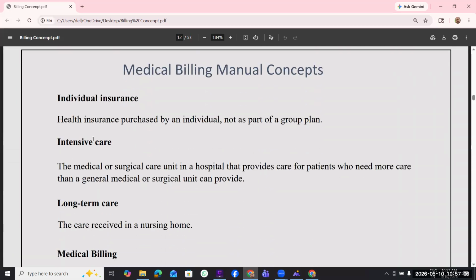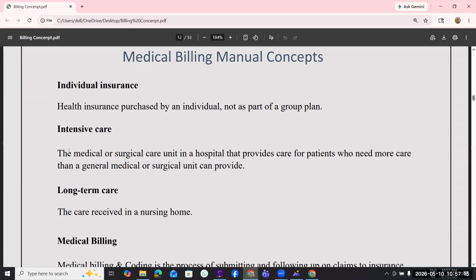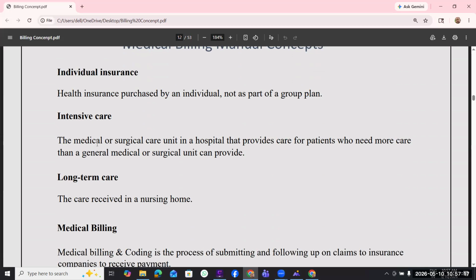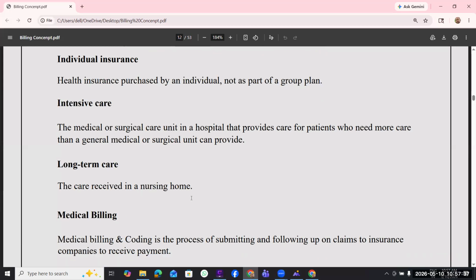Individual insurance: health insurance purchased by the individual, not as part of a group plan or any company. Intensive care: the medical or surgical care unit in a hospital that provides care for patients who need more care than the general medical or surgical care unit provides. Long term care: the care received in a nursing home is part of long term care.